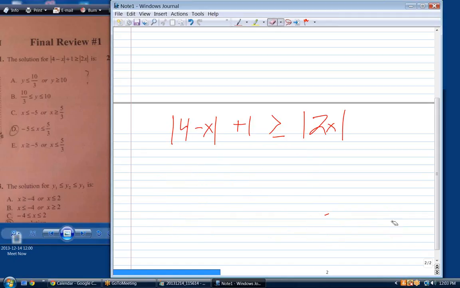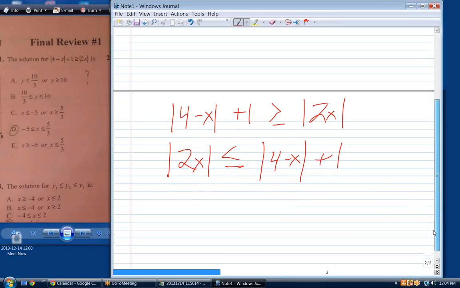This is more complicated because we have two absolute values. So, we have to isolate one of them. Well, probably the easier one to isolate is this one here. So, let's rewrite this as the absolute value of 2x is less than or equal to the absolute value of 4 minus x plus 1. You're with me so far? Okay. Okay? Now, what does this mean?